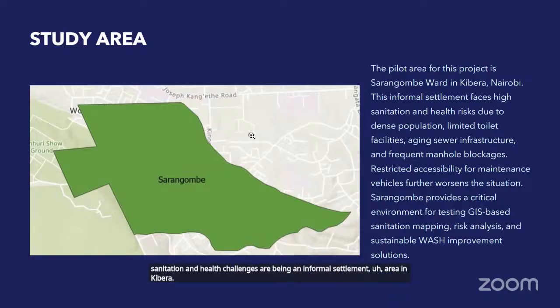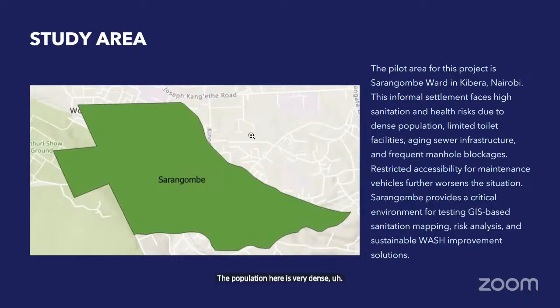The population here is very dense. There are limited toilet facilities and the sewer system is often blocked. And on top of that, when manholes choke, it is very difficult for maintenance vehicles to even access the area because of the narrow roads and the congestion. So all of these issues put residents at a higher health risk and make everyday living conditions more difficult.